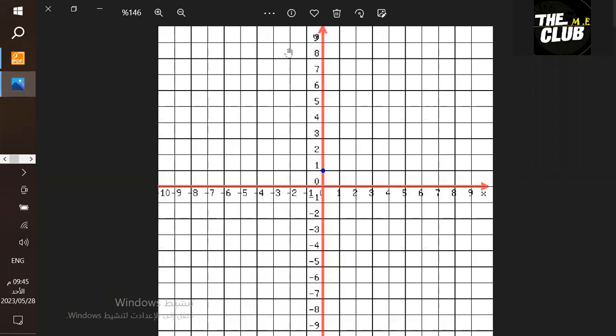So the first line starts from 2, right? Here from 2, the gradient is 3, so it goes like this, 1 positive x, and then we go 1, 2, 3. That's the first line, right? So it's like this. Okay, that's the first line. Now we draw the second line. Second line is like this.